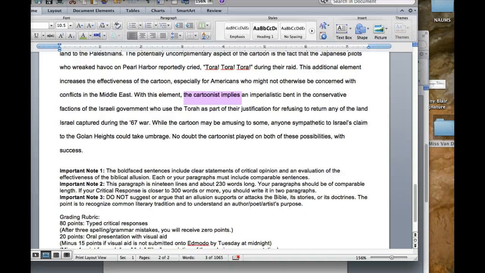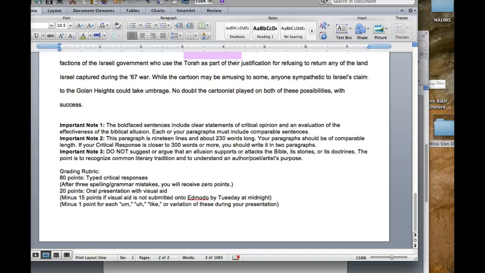So this is about the size that your paragraphs could be for each of your critical responses. So the grading rubric, 80 points will go toward the typed critical responses. After 3 spelling or grammar mistakes, you'll receive 0 points. So if you need someone to proofread that, or if you have a question, please ask me or someone else.